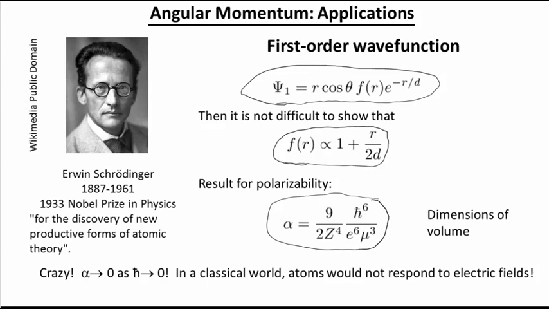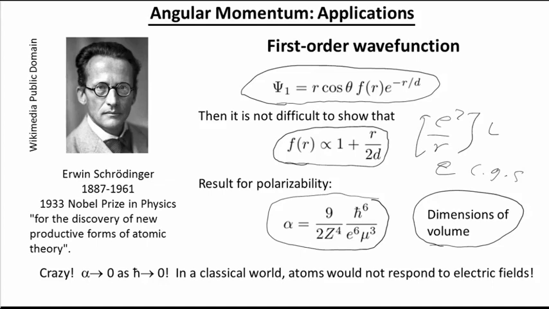Yes, that is a power of h bar to the 6th, and the 6th power of the electric charge, and the 3rd power of the reduced mass. I think that's probably more analytically interesting than many of the results that you've seen so far. This does have the dimension of volume. You're welcome to check that, keeping in mind that e is in the CGS system. So in other words, e squared over r has the dimensions of energy.